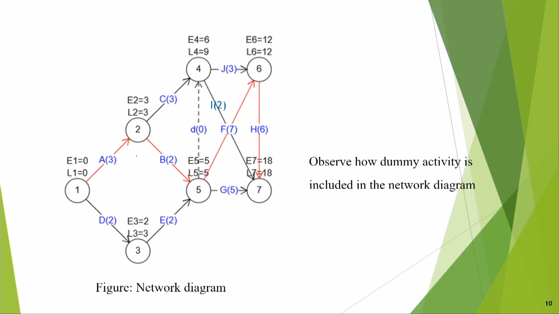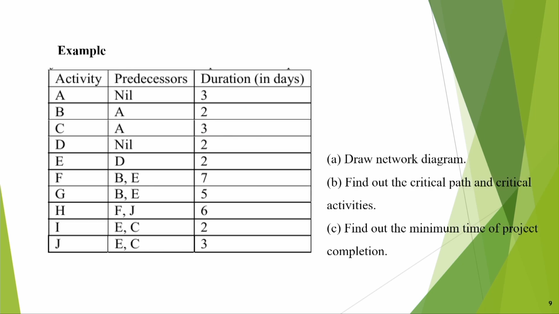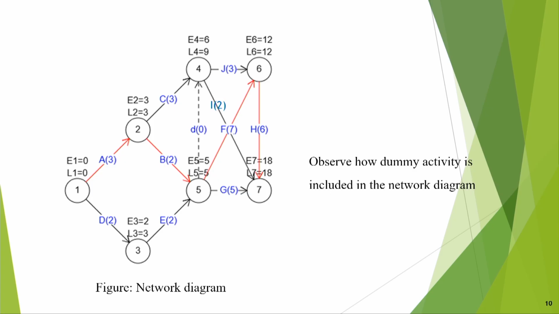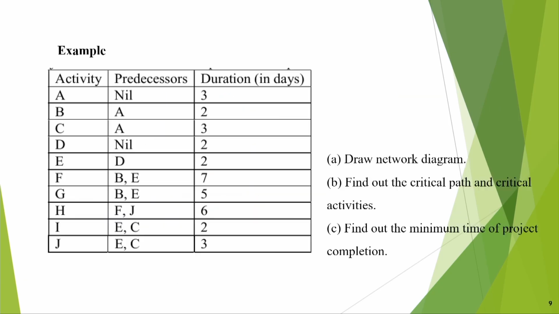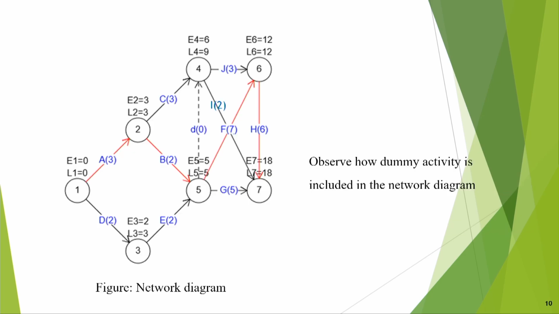So, this is starting at 0 and it takes 3 days, then you go to node 2. And then after A is done, you can do B. So, you make B like this. Similarly, C can be done after A. That means A has been done here, but D does not have any predecessor.